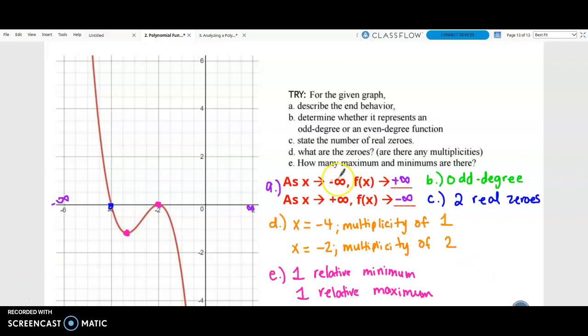All right, so here are your final answers. One side is going towards positive infinity. That's the left side, and the right side is going towards negative infinity. That means since they're opposite, it's an odd degree. You do see two real zeros here, one at negative 4, one at negative 2. The negative 4 has a multiplicity of 1 because it just goes straight through. The negative 2 has a multiplicity of 2 since it bounces off and it does not cross. And there's one relative minimum right here and one relative maximum right here. And these are both relative.